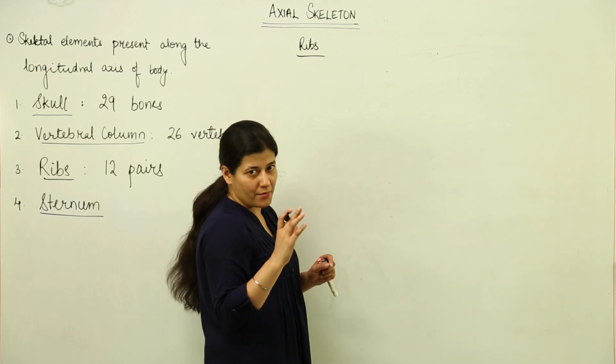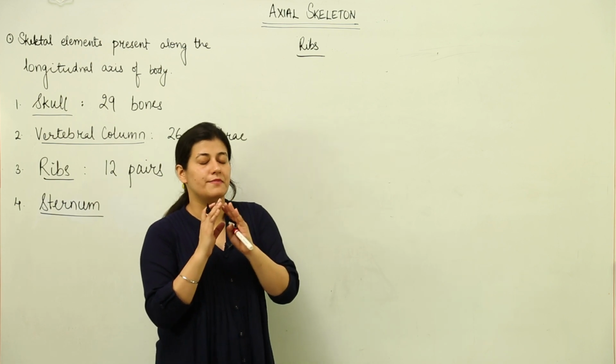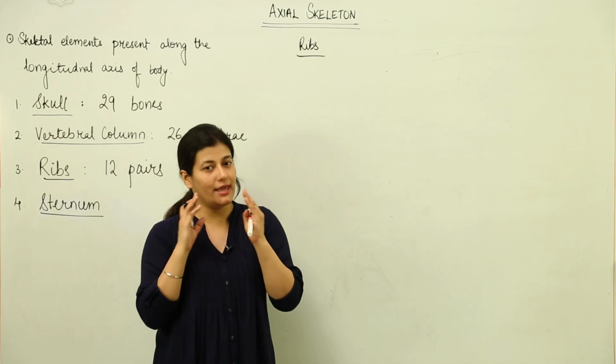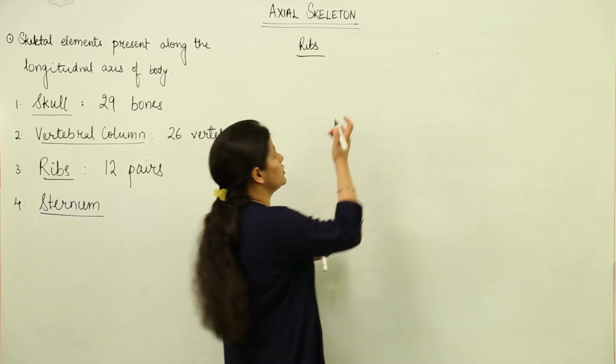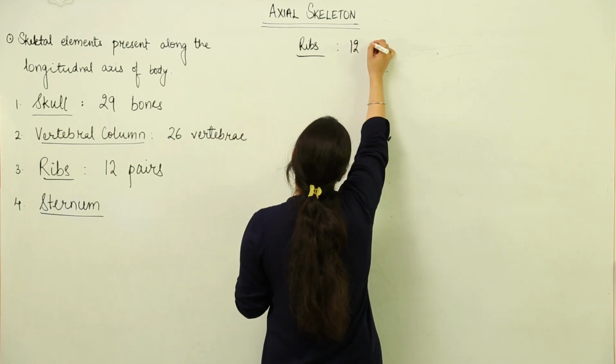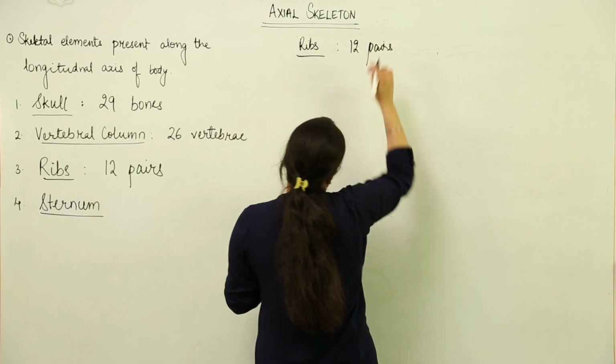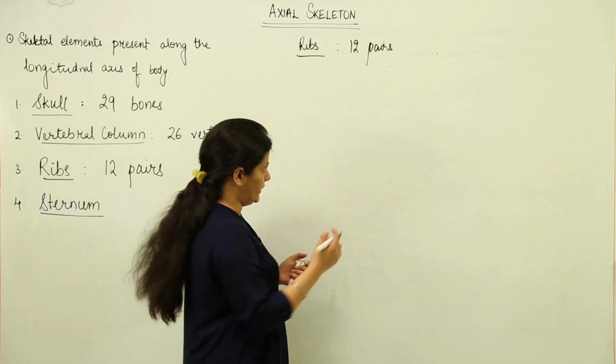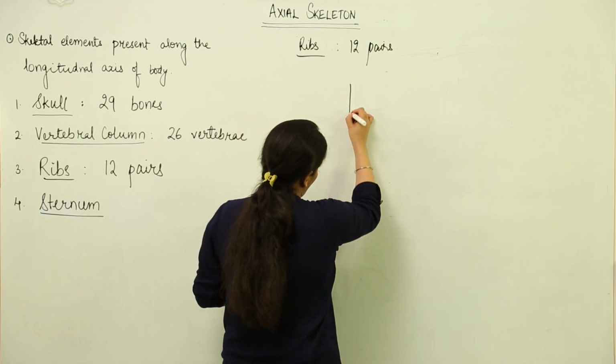Now what we have to remember is, because the ribs have to form a cage, there are 12 pairs of ribs present. They have 2 facets basically. Now those 2 facets form the rib cage. What is there on the ventral side?